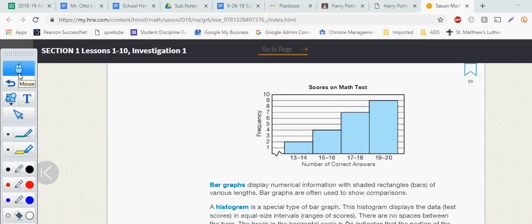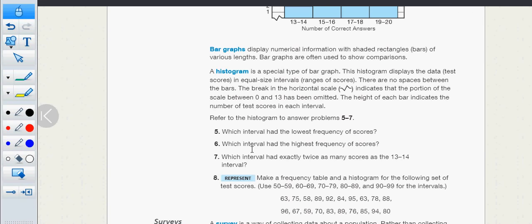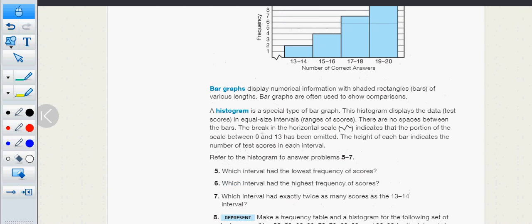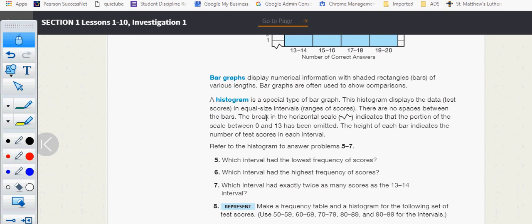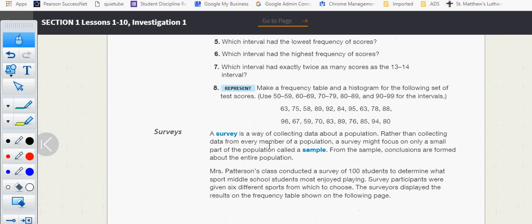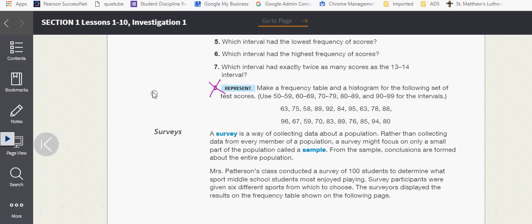Okay? We mentioned the break in the horizontal line here. And then you'll answer numbers 5 through 7 using that histogram, including like which interval had the lowest frequency of scores. You would again say 13 to 14. And the graph does a nice visual job of showing that. Number 8, you have to make your own frequency table and histogram, but I'm going to say number 8 we're not going to do today. So you're just going to do 1 through 7 so far, no 8.